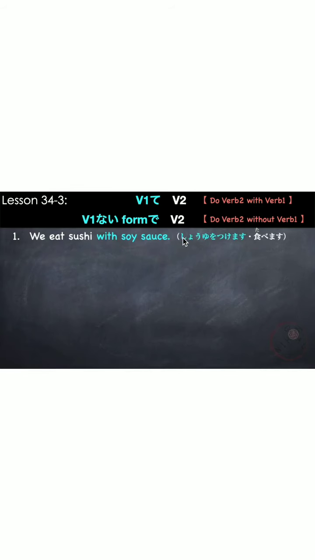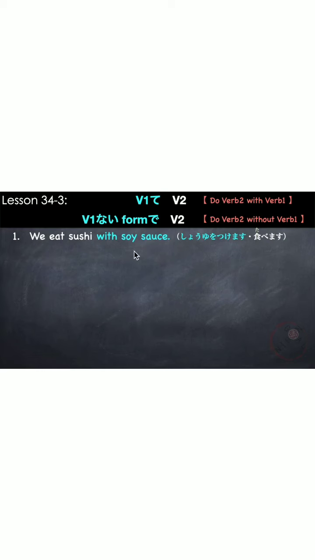So here our verb is 醤油をつけます。Although in the English sentence there is no word of つけます or to put, it is understood that we want to say with, or we eat sushi putting soy sauce. But in English it doesn't sound natural, so we just say we eat sushi with soy sauce. And our second verb is to eat, which is 食べます. So using this pattern, verb te, verb 2.